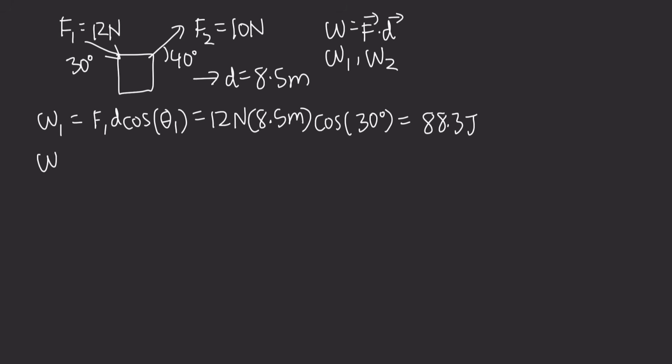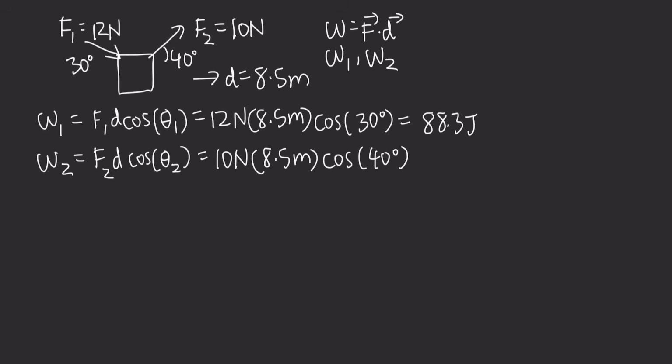Moving on to work 2, this is equal to force 2 times the same displacement, cosine of theta 2. We get 10 newtons times 8.5 meters again, times cosine of 40 degrees. Calculating that, we get about 65.1 joules. We can add them together to get something called the net work. The net work is simply the total of all the work done on the object. Adding them together, we get about 153.4 joules done on the box.